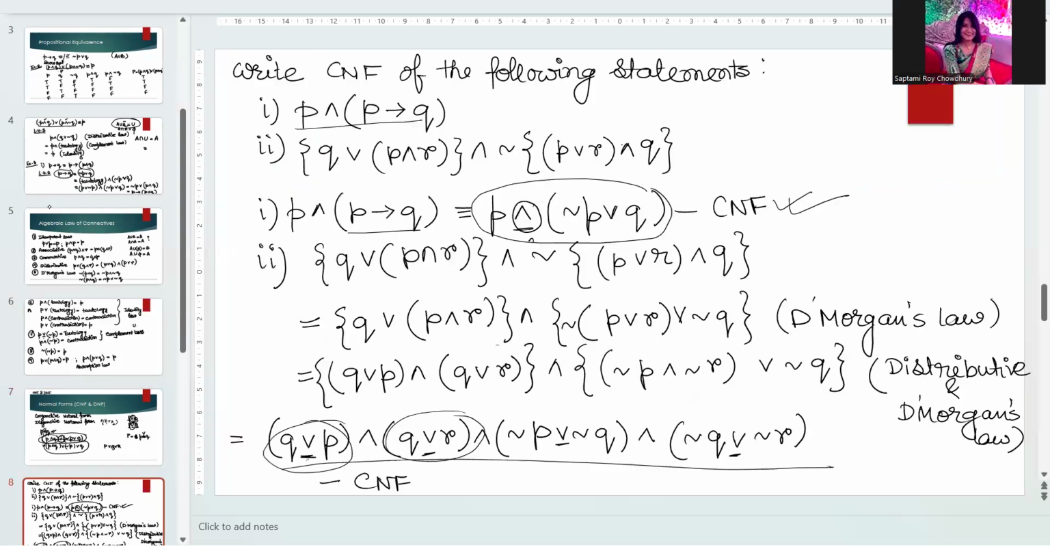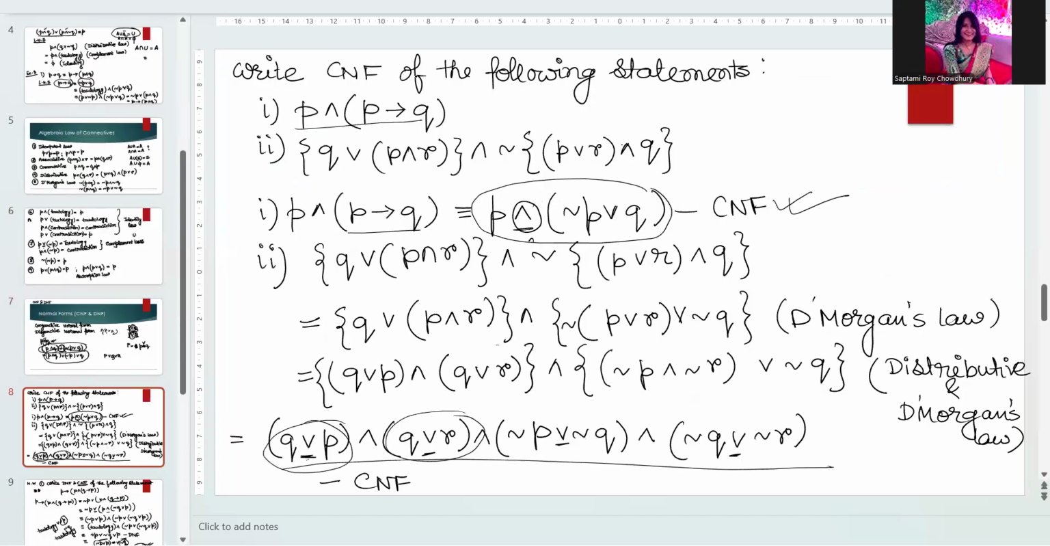Okay, so here is a problem. Write the CNF of the following statement, this one and this one. If you break it in this way, you will see that this one is the conjunction sign. So this and this are two separate propositional functions, so this is also CNF. Now we have to make it into the CNF format. So we will do it in this way.